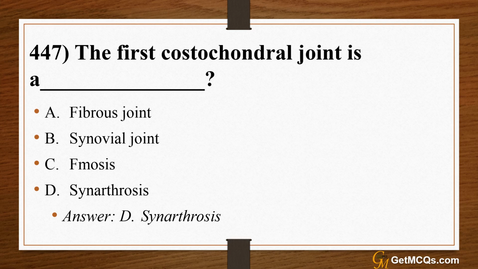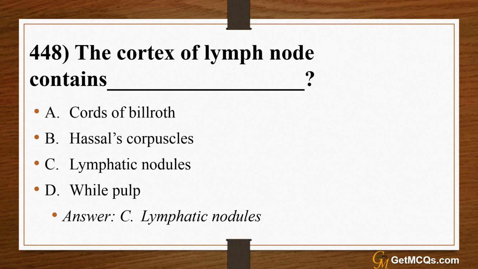447. The first costochondral joint is a? Answer: D. Synarthrosis. 448. The cortex of lymph node contains? Answer: C. Lymphatic nodules.